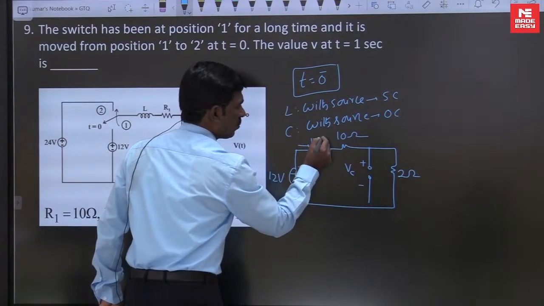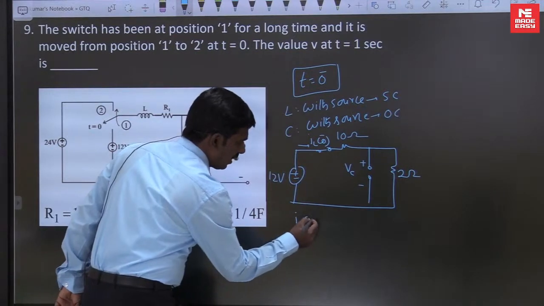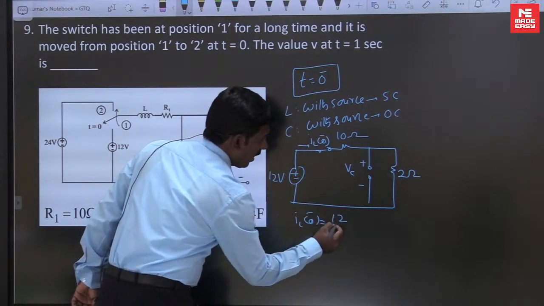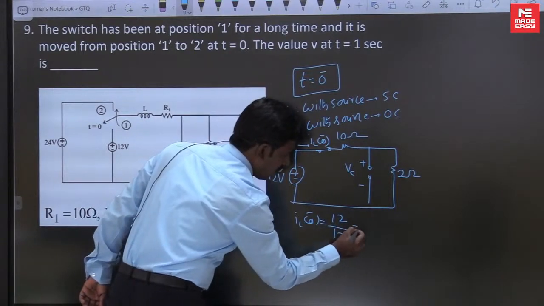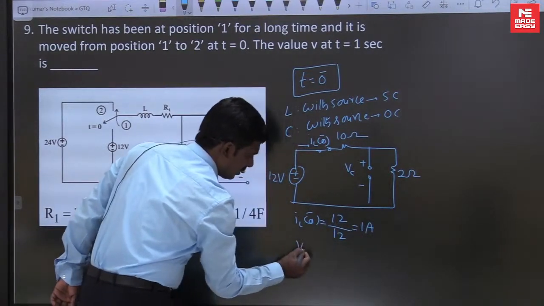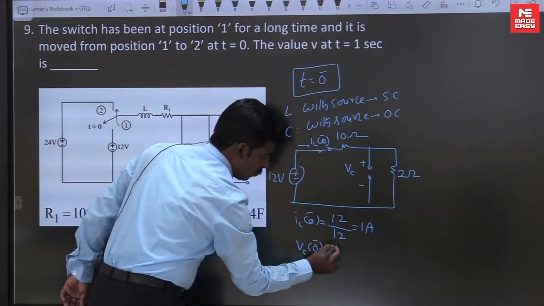IL of 0 minus. What IL of 0 minus is? IL of 0 minus is equal to 12 by 12. 10 plus 2 are in series. 12 by 12 is 1 ampere. VC of 0 minus is equal to 1 into 2, 2 volts.